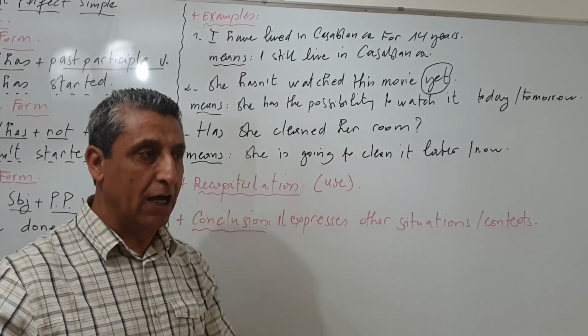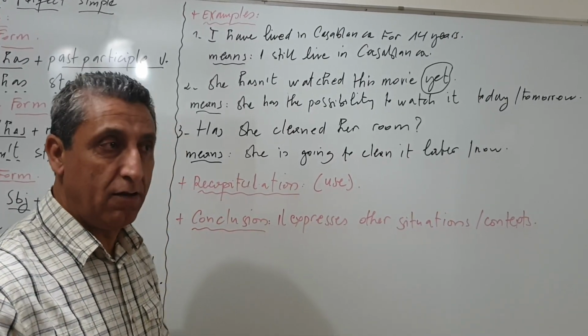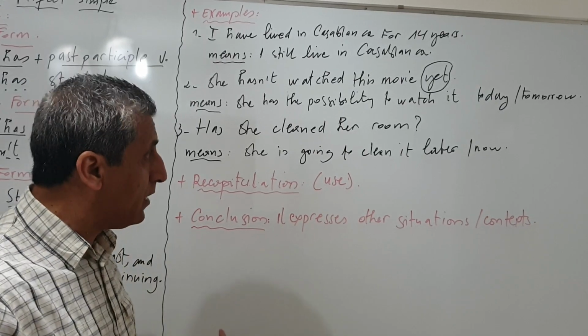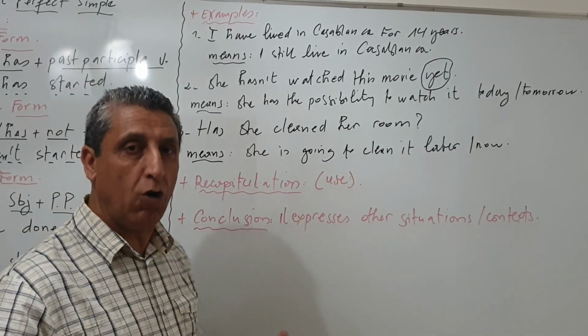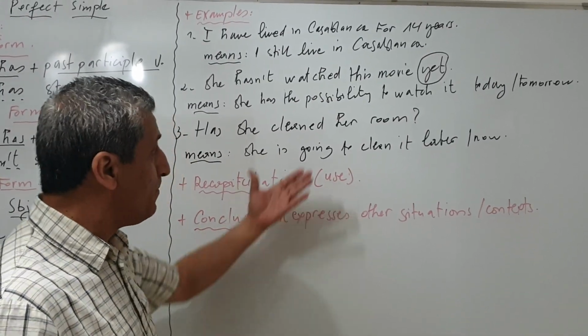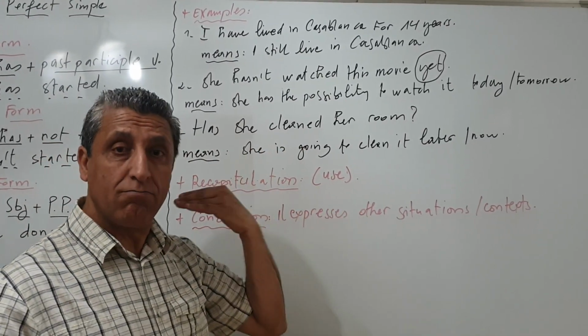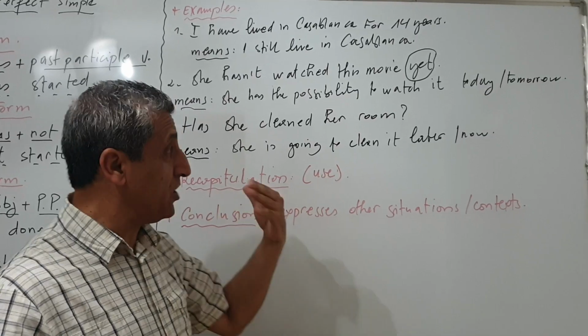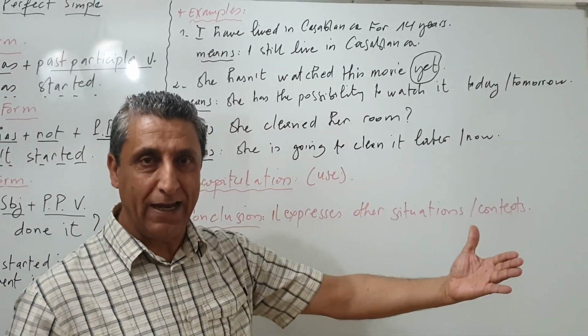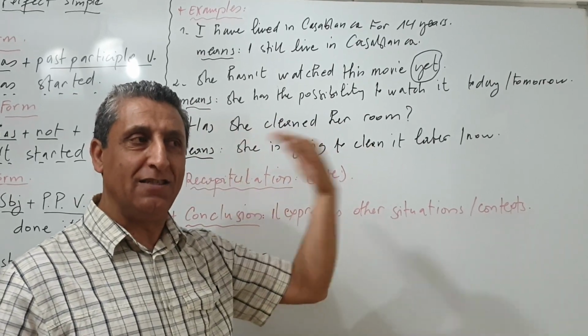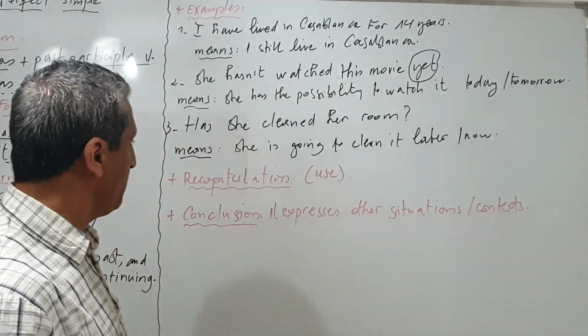Second example, she hasn't watched this movie yet. We are talking about a girl or woman and a movie. Okay, and we say that she hasn't watched the movie yet, which means that if she didn't watch it, she has the possibility to watch it today or tomorrow. So something that happened in the past and still exists now.